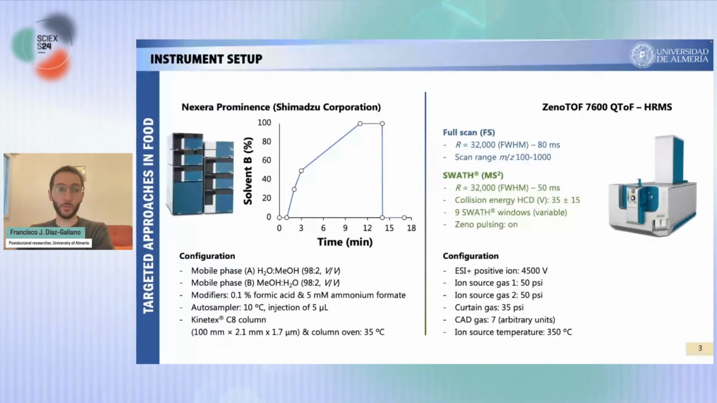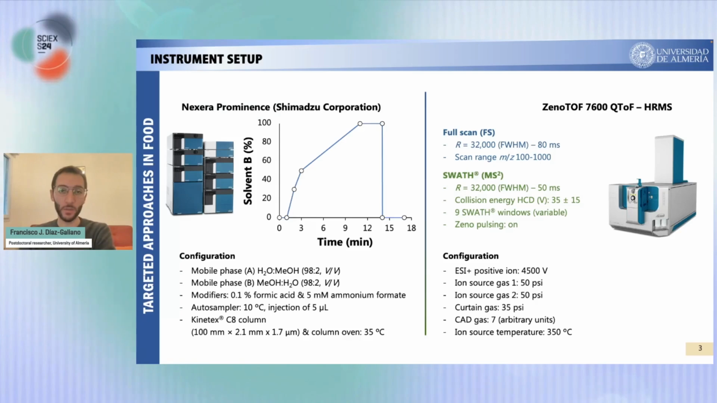So the instrument configuration we employed is shown here on screen for the targeted approach. On the LC side, we used methanol and water as our solvents, with formic acid and ammonium formate as the solvent modifiers, and we employed a core shell column. And regarding the HRMS device, this work was based on the ZenoTOF 7600 system. It was operated in full scan mode in the range of 100 to 1000 m/z, with an accumulation time of 80 milliseconds, and the Zeno SWATH DIA approach for the MS2 was operated with an accumulation time of 50 milliseconds and 9 SWATH windows.